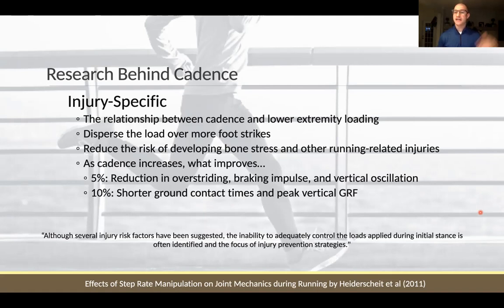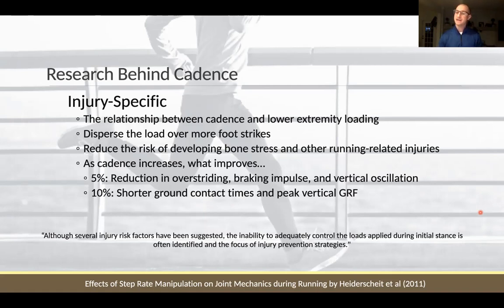So what we know through the research is, as cadence increases, and if we increase cadence by 5%, we'll say, again, the normal example is 160 steps per minute. If you're at 160 and you're increasing to 168, a 5% increase, you can reduce the overstriding, reduce the braking impulse, and the vertical oscillation. All of those areas that we talked about before, we need to improve from a running mechanics standpoint, and then also from a running economy standpoint. It really ties into both of those.